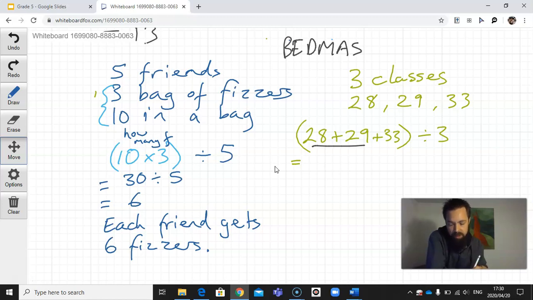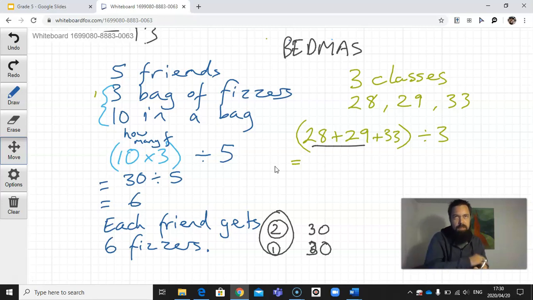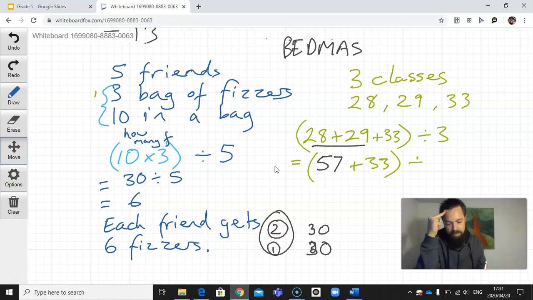Well, I'm going to jot down at the bottom my thinking. 28 is close to 30. I've got two more that I would need to get to 30. 29 is also close to 30. I just need the one extra to get to 30. So I'm now 3 short of both of these together. So 3 short of 60. So 3 less than 60: 59, 58, 57. So 57. The rest of it stays unchanged.